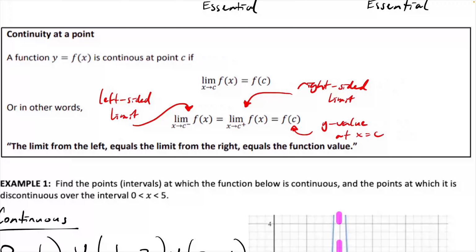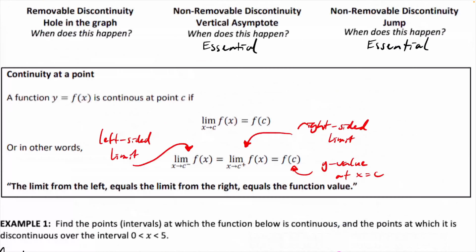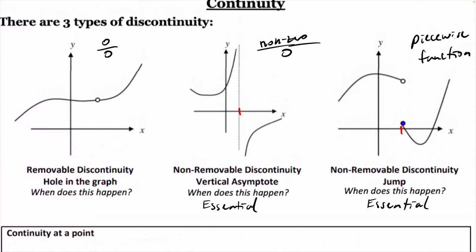So continuing where we left off yesterday. Before we get to the problem we left off on, just to review what we did yesterday: we learned to tell whether something is continuous or not continuous. If it's not continuous somewhere, it's either a hole, a vertical asymptote, or a jump. The two non-removable ones, vertical asymptote and jump, could also be called essential.